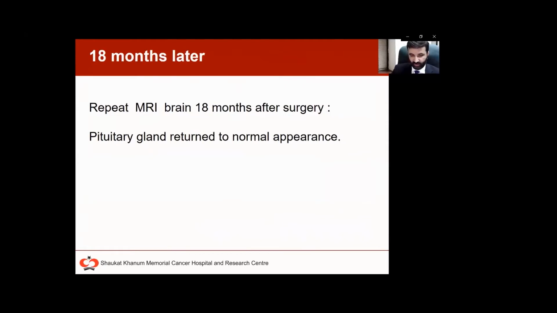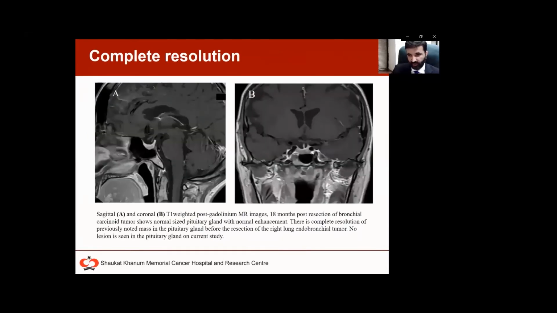We then completed further biochemical investigations and imaging investigations. However, I have chosen the 18 months timeline because that's when the pituitary gland had completely normalized. I shared these images with you, showing the coronal and sagittal sections and confirming that the pituitary gland has completely normalized.